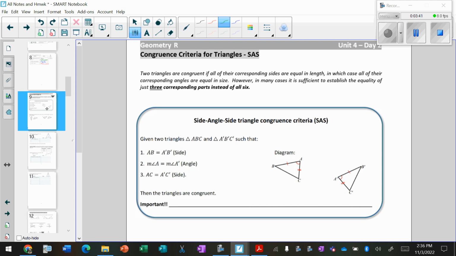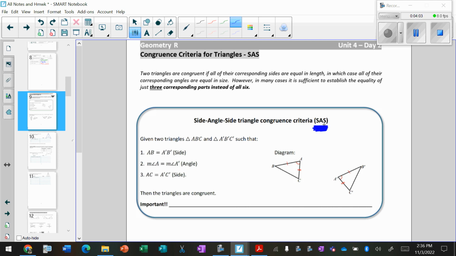Every triangle has 3 sides and 3 angles. That's 3 and 3, or 6 pieces of information. 3 pairs of angles, 3 pairs of sides. That's a total of 6 pairs of information. We don't need to show all 6 pairs of information are congruent between the 2 triangles. There are some shortcuts. So our first shortcut is called side angle side.